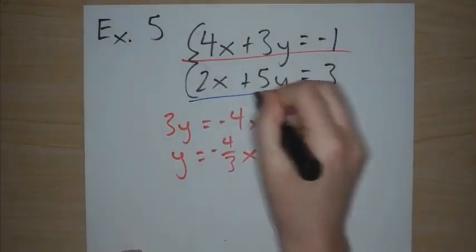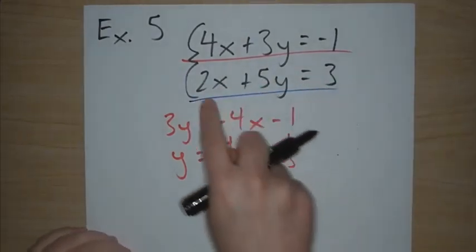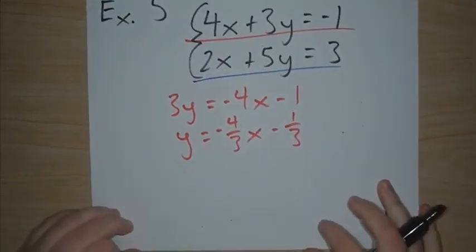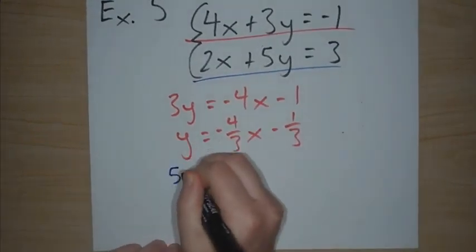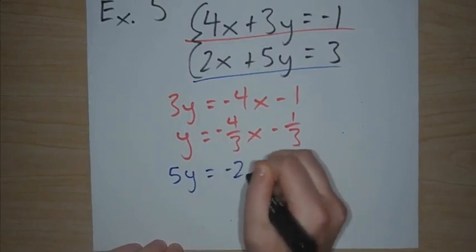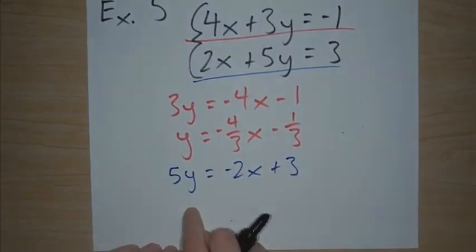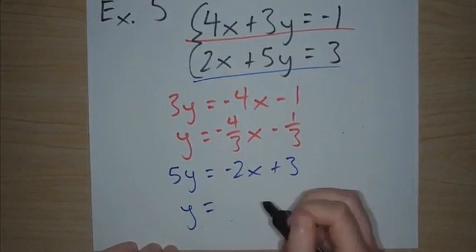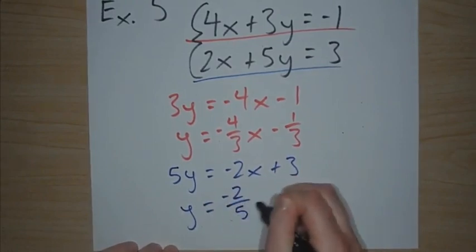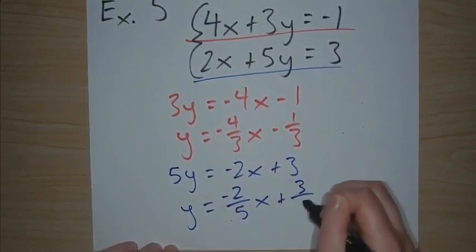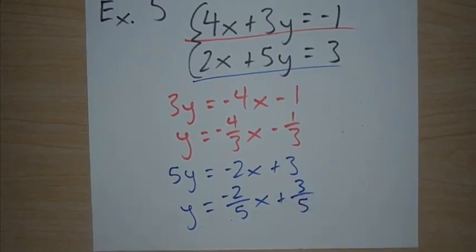The second one, I'm going to subtract 2x on both sides. So we have 5y is equal to negative 2x plus 3. Dividing by 5 on both sides, we have y is equal to negative 2/5 x plus 3/5. And now that we've done that, we can now put them in our calculator.